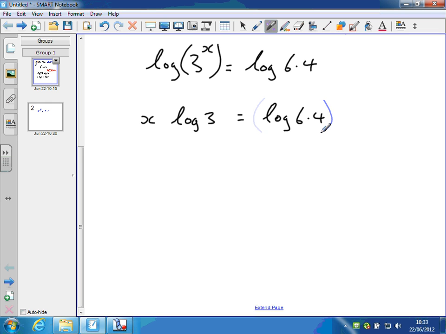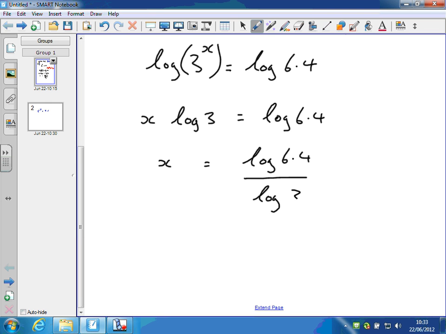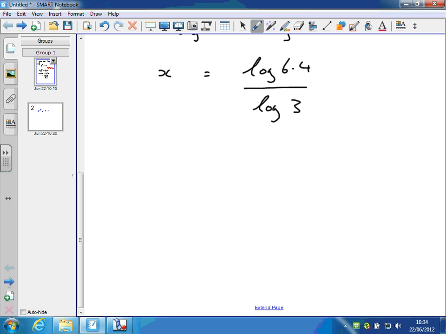In other words, if I want to get x on its own on the left-hand side here, I can divide both sides by log 3. So x equals log 6.4 divided by log 3. I've divided both sides by the logarithm of 3, which gets rid of the multiply by log 3 on the left-hand side. Now all I need to do is get the calculator out and work out the answer, which should be the answer in the text.